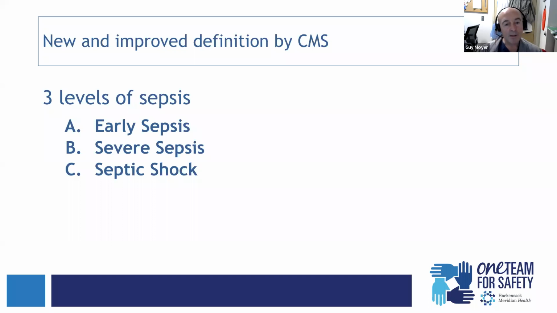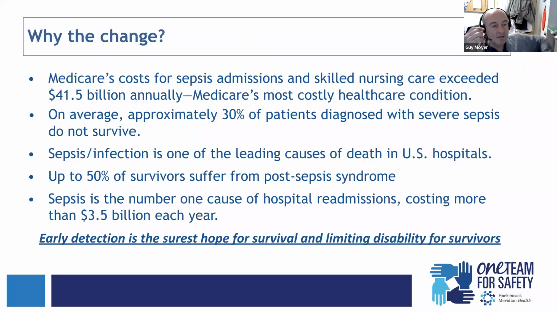So there is a new and improved definition by CMS for sepsis, and they've divided this into 3 levels of sepsis. Early sepsis, which is what we want to try and identify from the get-go to prevent them from getting to the next phases, such as severe sepsis, and the worst phase of sepsis, which would be septic shock, which oftentimes leads to mortality. So why the change?